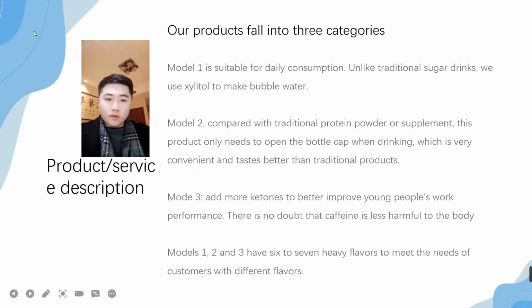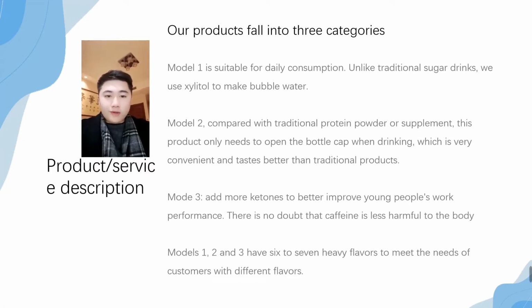Our products fall into 3 categories. Model 1 is suitable for daily consumption. Unlike traditional sugar drinks, we use xylitol to make bubble water. Model 2, compared with traditional protein powder or supplements, only needs the bottle cap opened when drinking, which is very convenient and tastes better than traditional products. Model 3 adds more caffeine to better improve young people's work performance. There is no doubt that this caffeine is less harmful to the body. Models 1, 2, and 3 have 6 to 7 flavors to meet the needs of customers with different tastes.